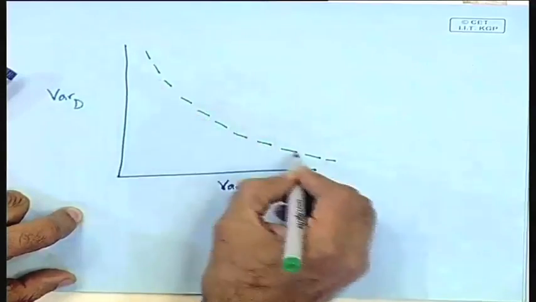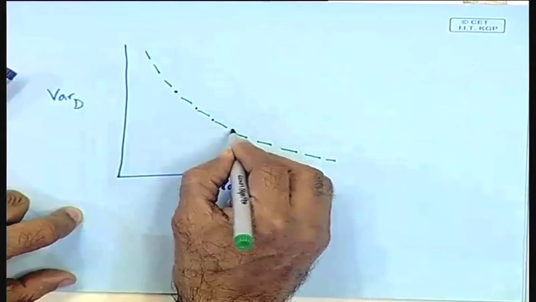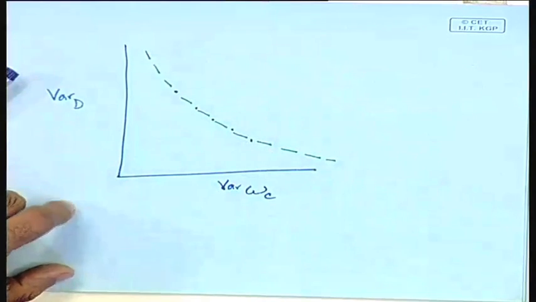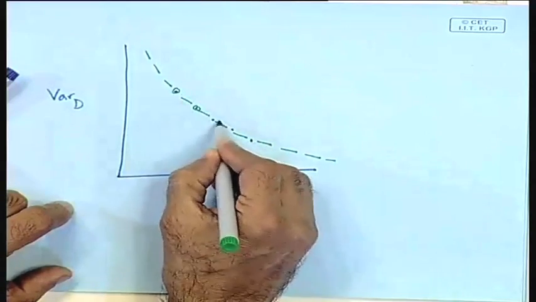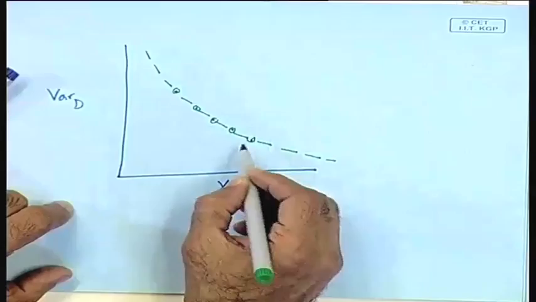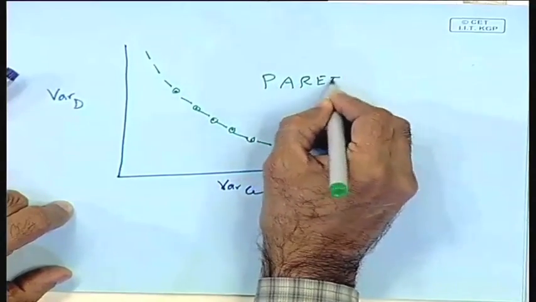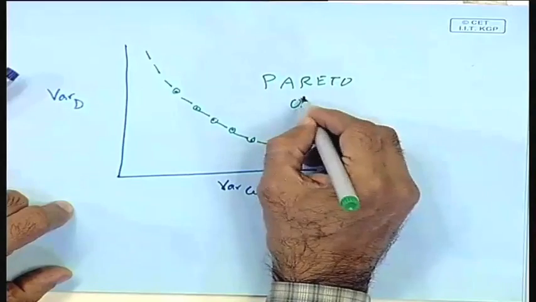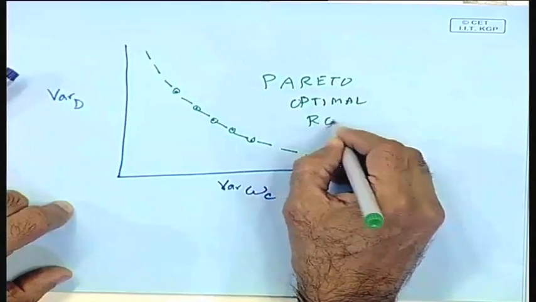Notice any of these points is a design. That means these are actual designs that you can create. You can fabricate these designs, and those designs, they are the ones that are Pareto optimal. P-A-R-E-T-O, optimal robust designs.